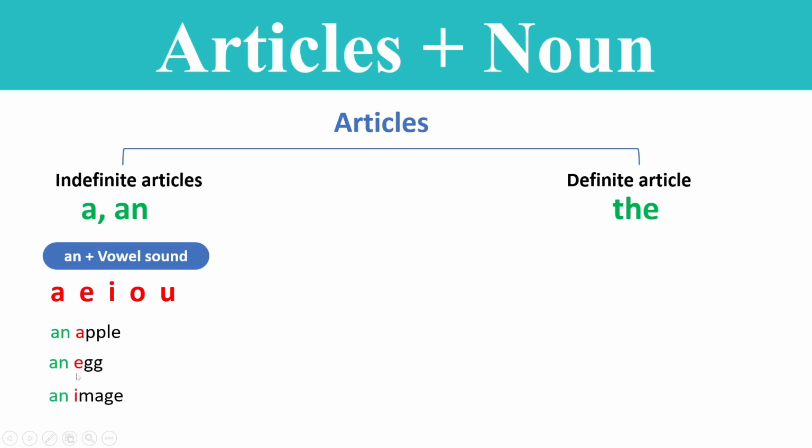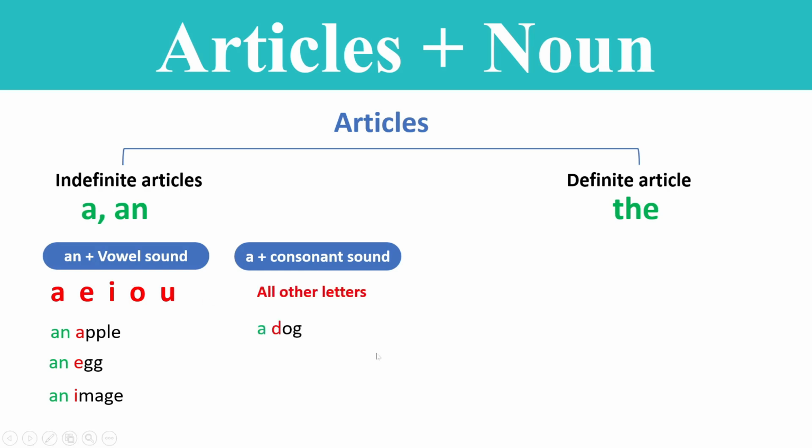All these nouns begin with a vowel sound, so the article for them is "an." But this structure tells us "a" plus a consonant sound. It means we use "a" before a noun which begins with a consonant sound or letter. Except these 5 letters, all other letters are consonants in English.